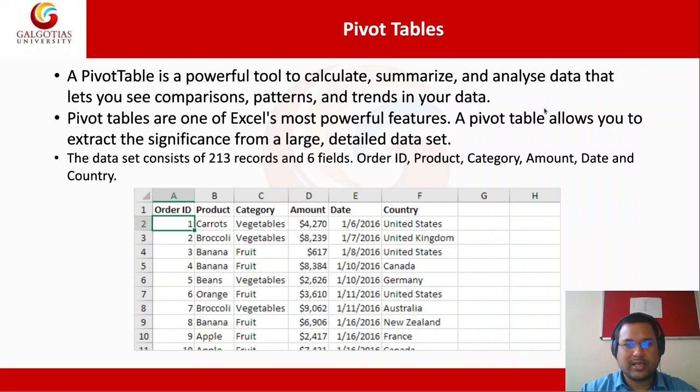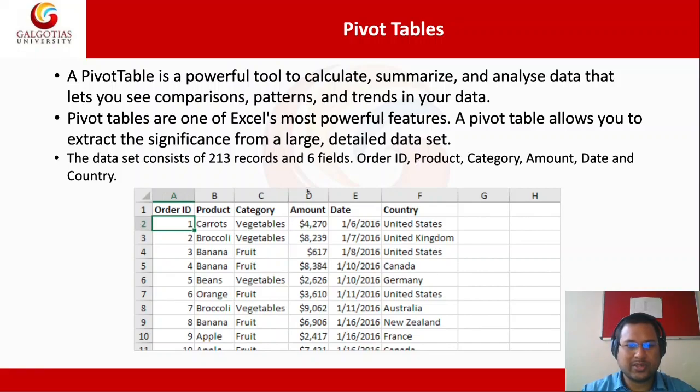So most of the time we have large sets of data and we want to see different types of comparison. We want to see the different hidden patterns in the data. We want to see what the trend is. Is it an increasing trend or a decreasing trend in your data? So pivot tables are actually one of Excel's most powerful features, and it allows you to extract significance from a large and detailed data set. For a small data set, it is not going to do well, but for a large and detailed data set, it actually does a lot of good things.